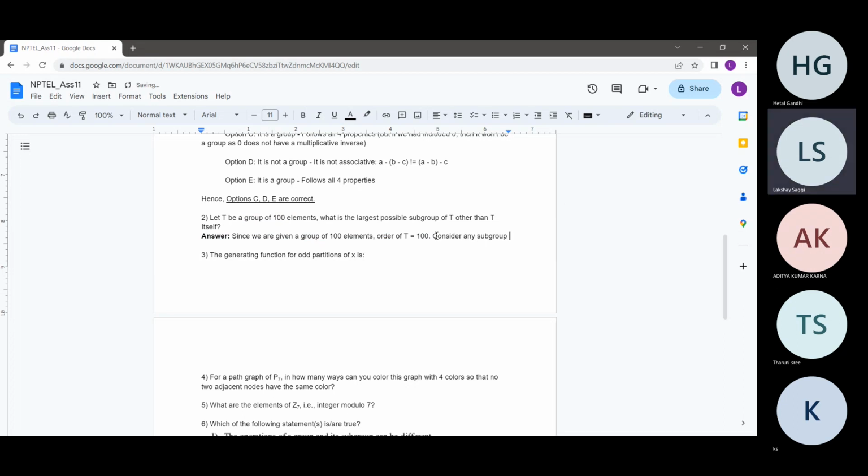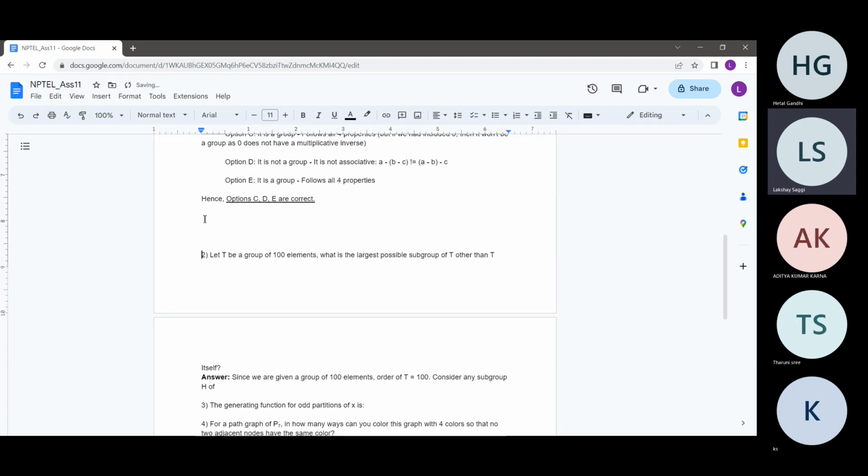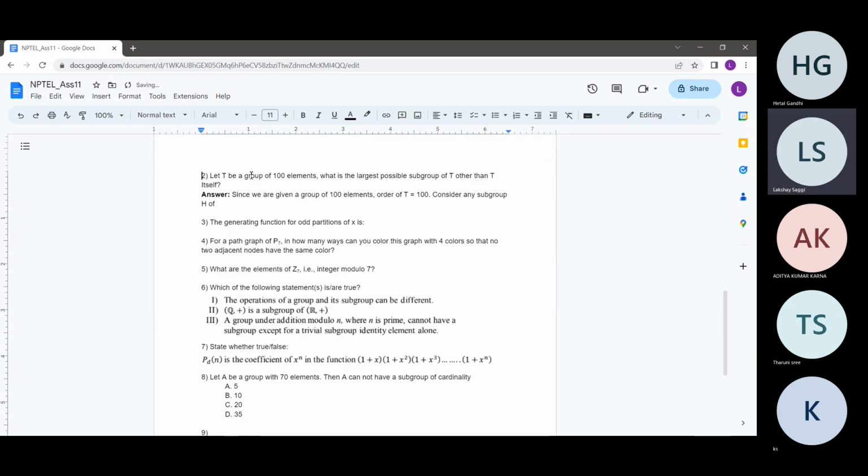Now let's consider any subgroup H. Let's say we take a subgroup H of T. We want to find the largest possible subgroup, right? So we'll try to show an upper bound on the possible size of the subgroup. We are given a group of 100 elements and we want to find the largest possible subgroup. So for any subgroup H, we'll try to bound the value of the order of H, which is the number of elements of H.